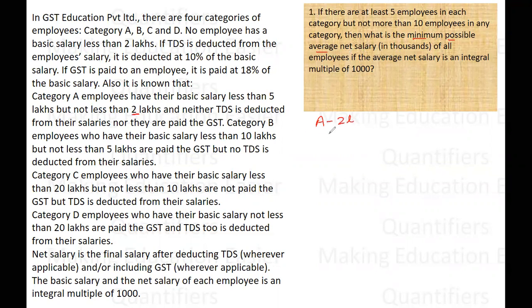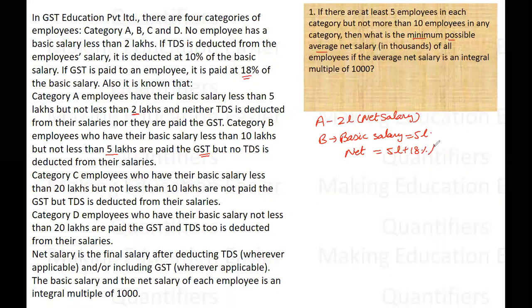Now for B, this is the net salary of A, because nothing is paid and nothing is deducted. For category B employees, it is given that the minimum salary is 5 lakh. So basic salary is 5 lakh. But on this basic salary, they are paid GST, and GST is paid at the rate of 18%. So net salary will be 5 lakh plus its 18%.